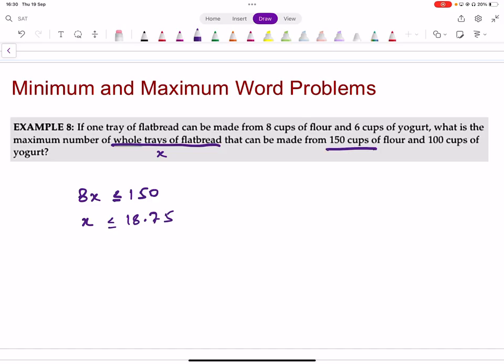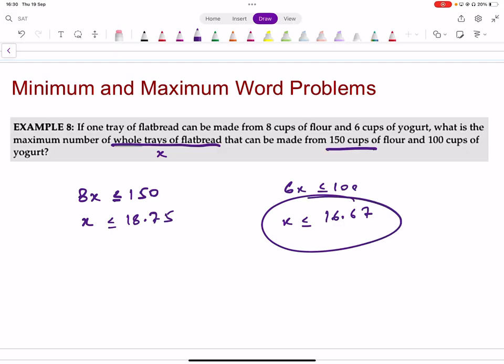We have another condition as well, and that's of yogurt. 6x has to be less than or equal to 100. From this we get x less than or equal to 16.67. This is the other condition. Now yogurt is the limiting factor. If we had more yogurt, we could make more trays of flatbread.